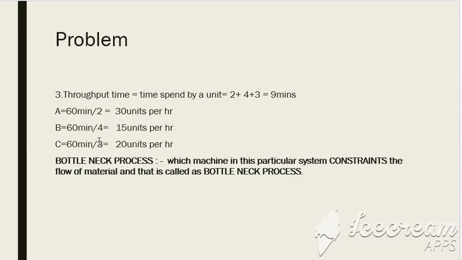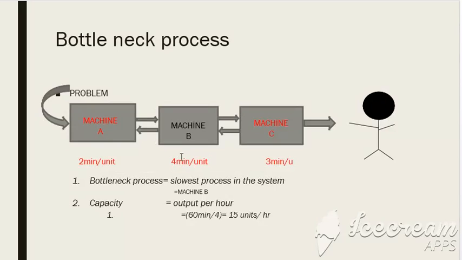For example, here A produces 30 units per hour, B produces 15 units per hour, and C produces 20 units per hour. So here the slowest process is B. So machine B is the bottleneck process here.